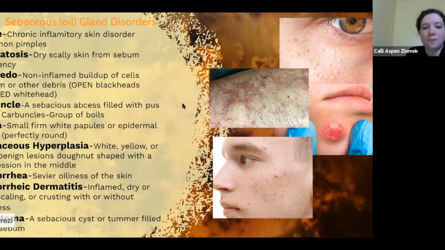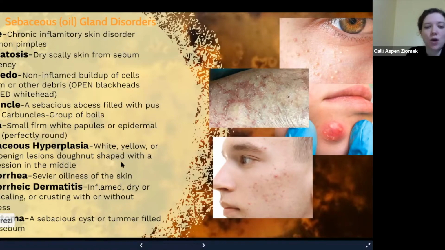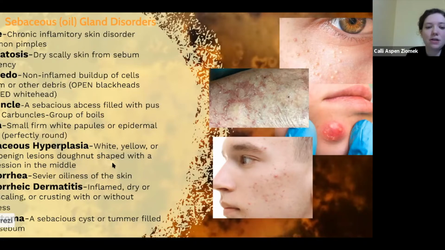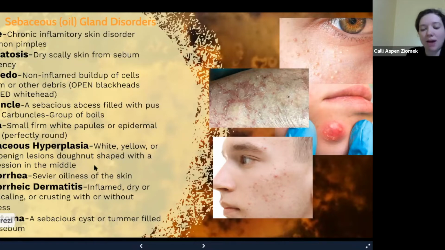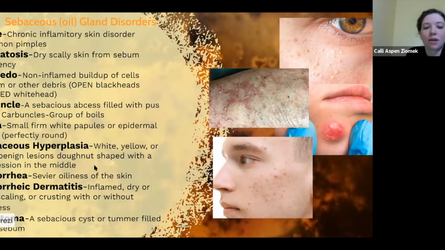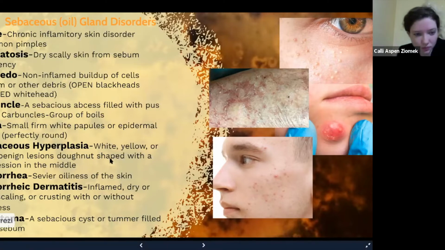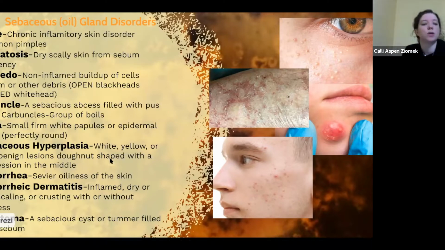Then you have sebaceous hyperplasia, which is white, yellow, or pink lesions. I couldn't find an image for this one. It looks like a donut because it's a round circle that has a depression on the inside of it, right in the middle. So that is what sebaceous hyperplasia looks like.